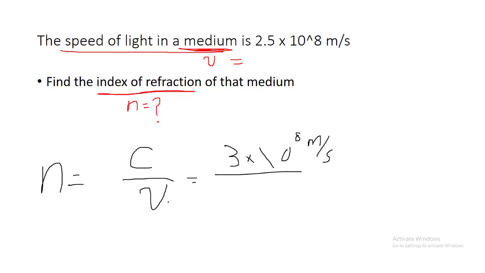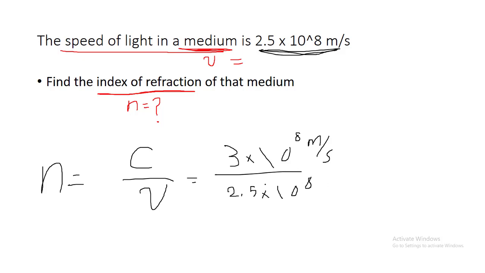And then we have the speed of light in a certain medium. It is given. I have given it here in this question. It says 2.5 times 10 to the power 8. Right? So let's divide that and put it in the calculator to see what we get.